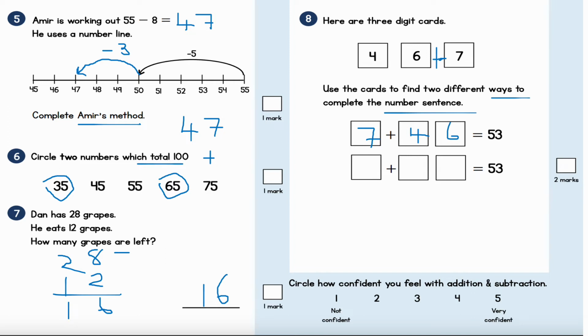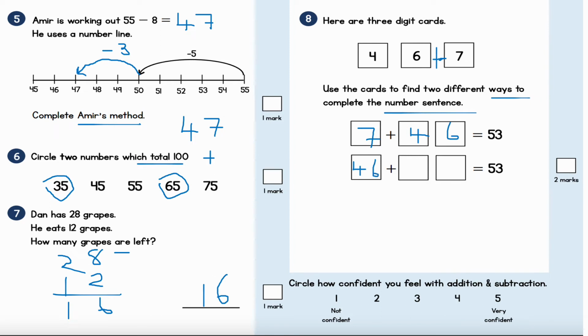Okay, so that's one way of doing it. What's going to have 7 plus 46 again? Okay. I don't know if I've made a mistake here because it says 2 different ways. So I think the answer should be, another way of writing it, is 46 plus 7.